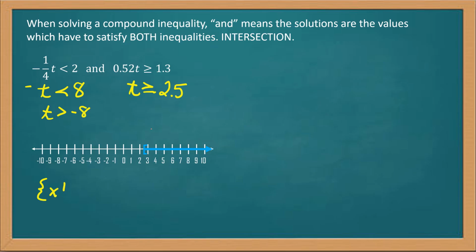So if you're going to write this in set builder notation, you would say x such that x is greater than or equal to 2.5. And if you're going to write it as an interval, you would say from 2.5 to infinity, and you would put a bracket on the 2.5 because you are including 2.5.